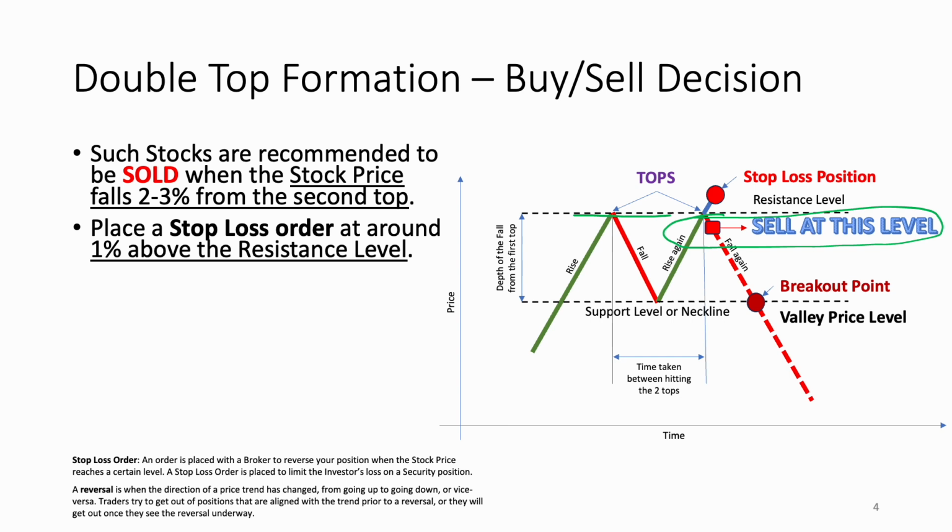Now, like we've discussed, a reversal is when the direction of a price trend is changed, from going upwards to downwards or from going downwards to upwards. Traders try to get out of the position that they are aligned with a particular trend prior to the reversal, or they will get out once they see a reversal is underway.